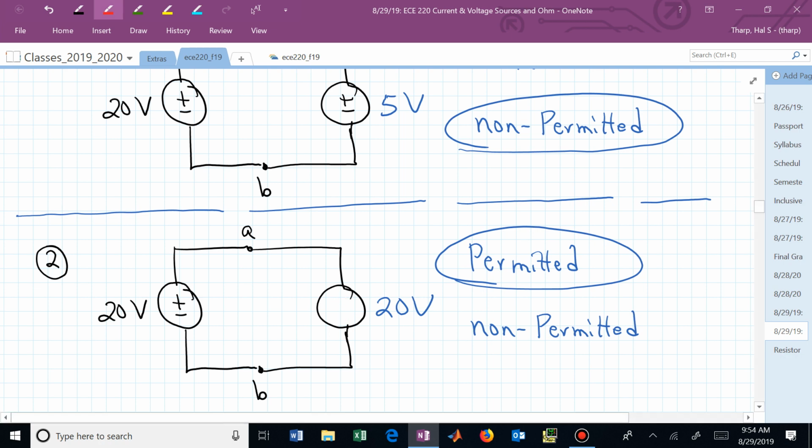So what is allowed is this. If I use my stair climbing analogy, I would go up 20 steps. Then as I reach A, on the right side, I go down 20, and now I'm back at B. So A is at the same potential, the way that the labels are placed presently in that picture. And that's a permitted or valid interconnection.